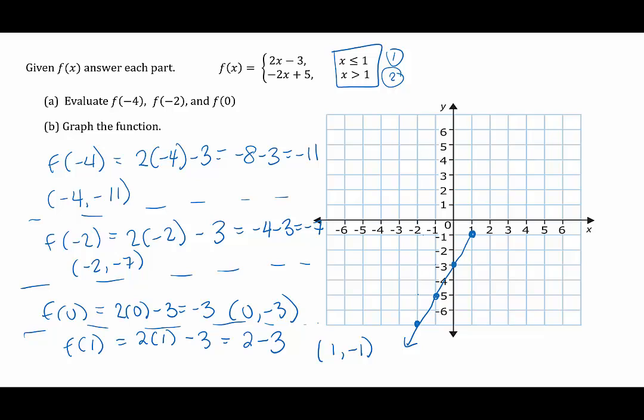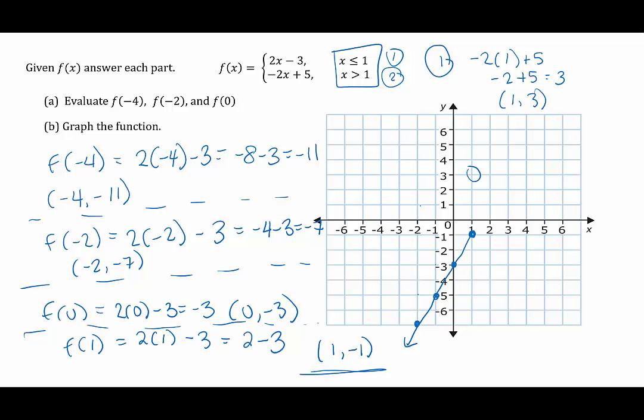1 is not included in the second piece. So I can't say f of 1 because that would be a false statement and that would bring me back to here. I just do 1 with an open circle around it because this is the starting point of the second piece. This is going to be -2 times 1 plus 5. -2 plus 5 is +3. So there's going to be an open circle here at 1, 3.